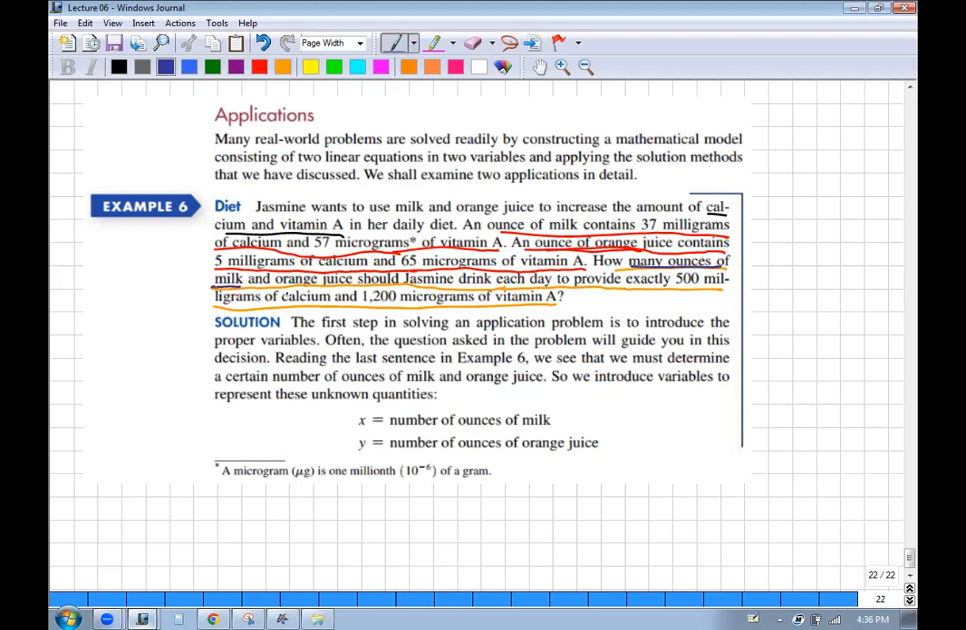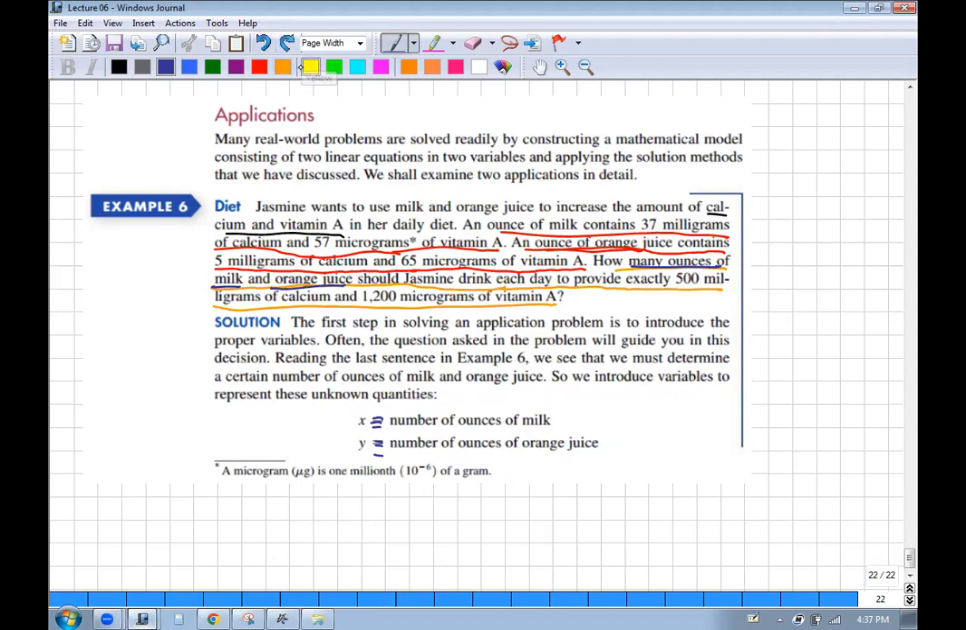So the first thing we know is there's two things that we're trying to find out. How many ounces of milk? How many ounces of orange juice? So the first thing when you do a word problem is you have to decide what your variables represent. Since they're asking specifically how many ounces of milk, that's what we say is X. And then how many ounces of orange juice, that's what we're going to call Y. So the X and the Y, you define them to be whatever the question is asking. If you define them to be anything else, it's going to make the problem much more difficult. The hardest part of every word problem is defining your variables.